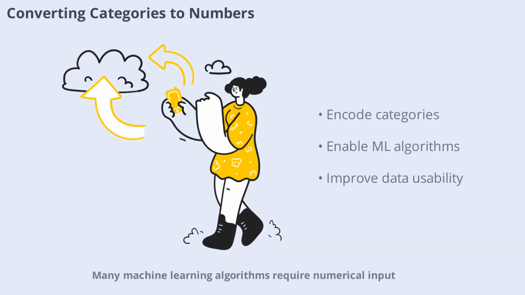Many machine learning algorithms require numerical input, so converting categorical data into numbers is essential. This process, known as encoding, can be as simple as assigning numbers to categories or using techniques like one-hot encoding. For example, if you have a column for color with values like red, blue, and green, you can represent them as 0, 1, and 2, or create separate columns for each color. Proper encoding ensures your models can interpret and leverage categorical information effectively.